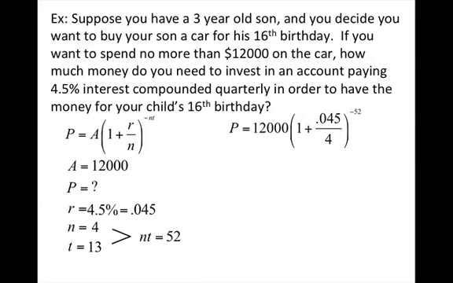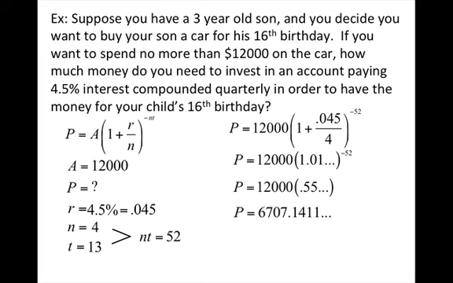So as we saw in our calculator, when we did 1 plus 0.045 divided by 4, that gave us 1.01, and that decimal continued on. Then we raised that to the negative 52 power, and that gave us 0.55, and that decimal continued on. We left that in our calculator and multiplied by 12,000, and that gave us the 6,707.1411, and that decimal continued on.